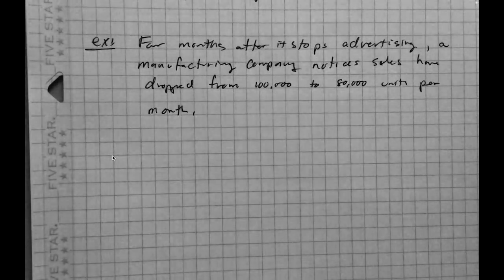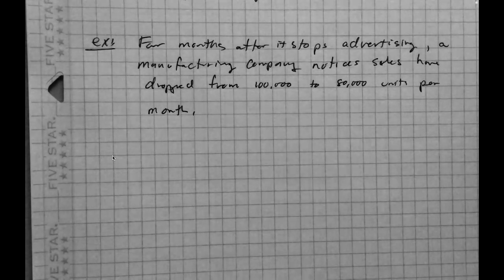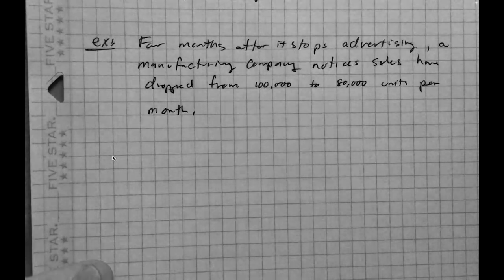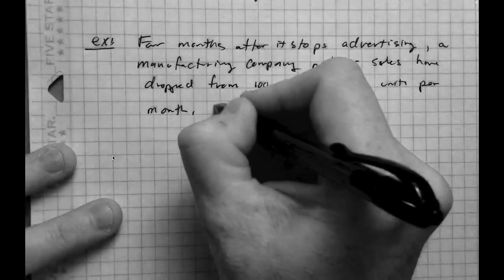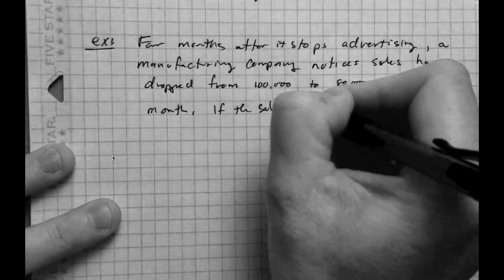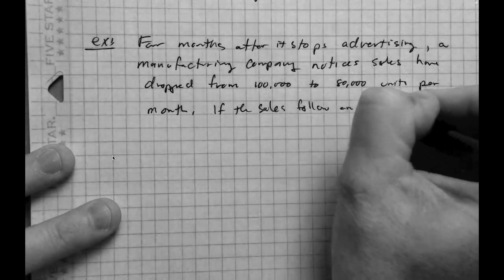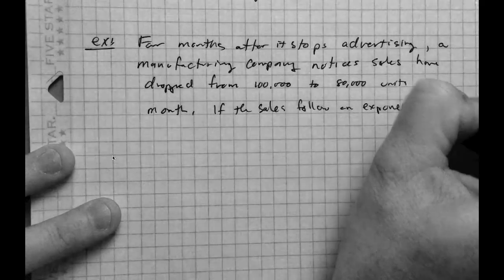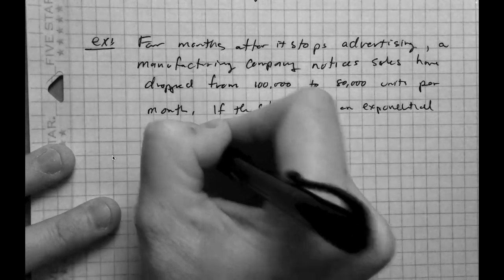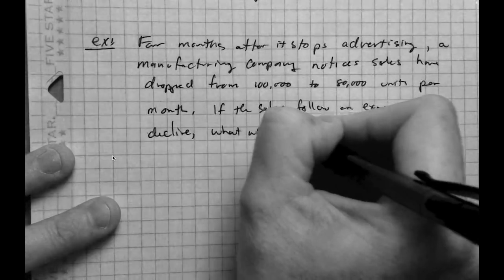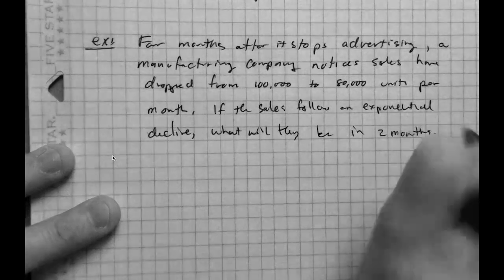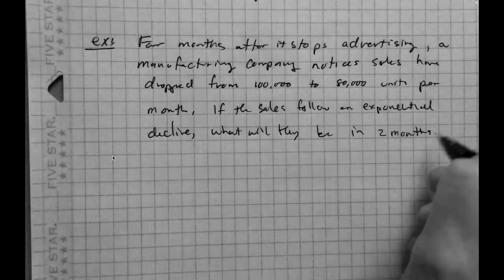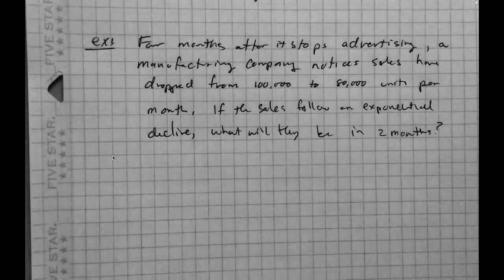Okay. Right, so this is a decay problem, right? Something is decreasing. So if the sales follow an exponential pattern of decline, what will they be after another 2 months? Okay, another 2 months. All right, so that's the question.